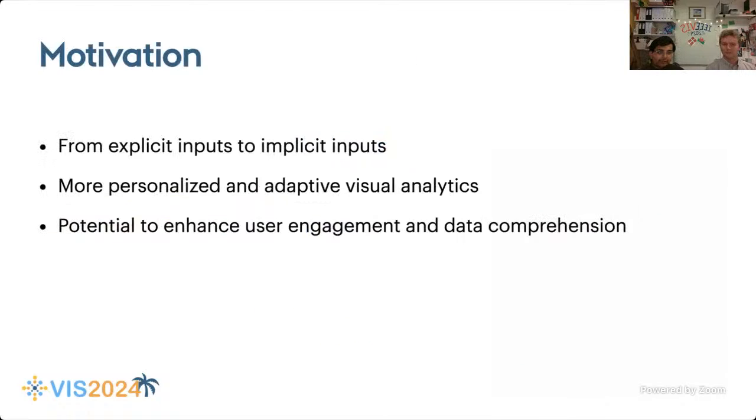Most interactive visualizations rely on explicit inputs like clicking or typing to adapt. By incorporating implicit inputs such as gaze or other physiological signals, visualizations can become more personalized and adaptive in real time, responding to user behavior without manual interaction. This shift can bring about a more intuitive, dynamic experience where the system highlights relevant data based on user focus, enhancing engagement and comprehension while reducing the cognitive load.